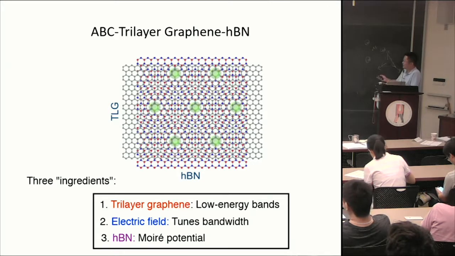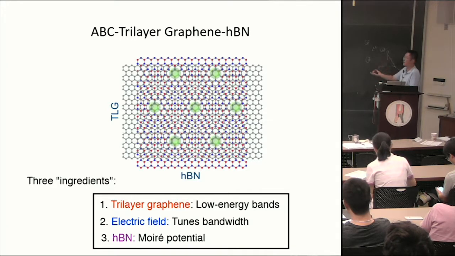Although, as Fang said yesterday, there's also a still open question that the observed Chern number is 2, while the valley Chern number from single particle calculation is 3. So the origin is still somewhat open.